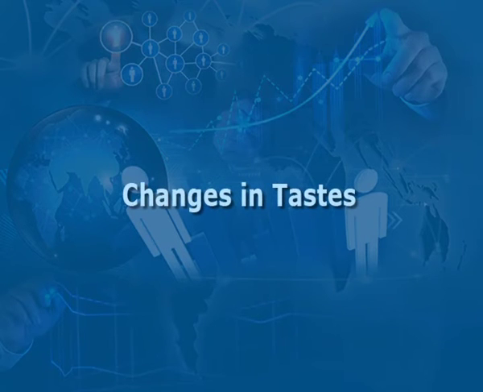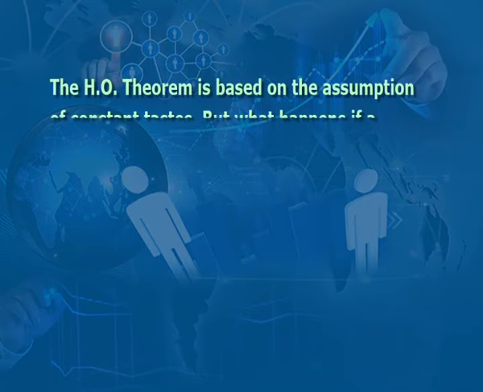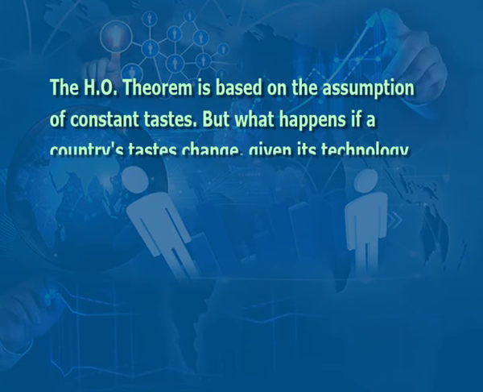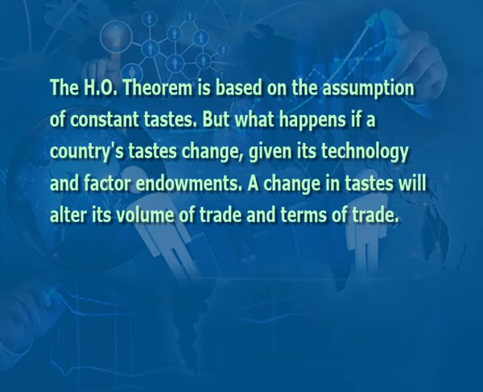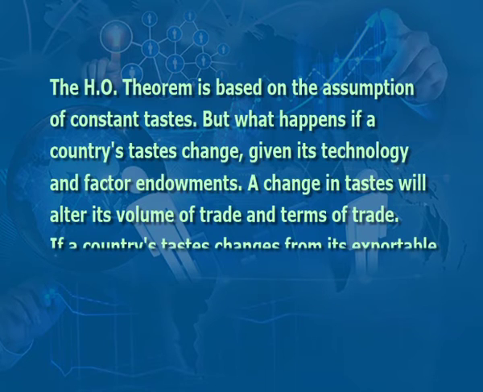Now friends, let us have a look at changes in tastes. The Heckscher-Ohlin theorem is based on the assumption of constant tastes. But what happens if a country's tastes change given its technology and factor endowments? A change in tastes will alter its volume of trade and terms of trade.